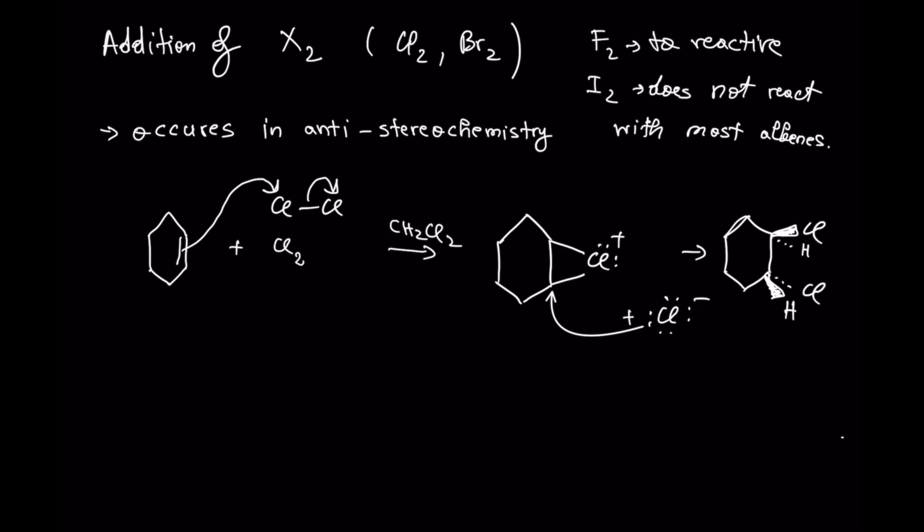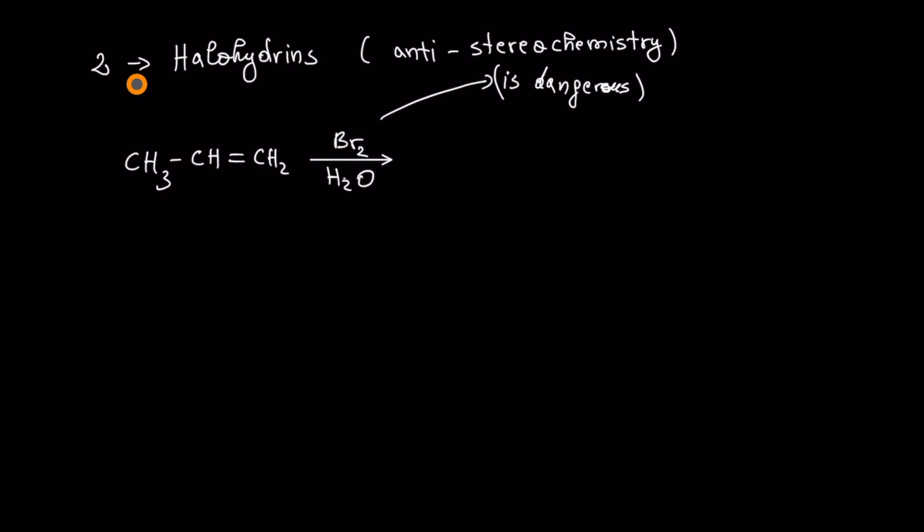So trans-1,2-dichlorocyclohexane. Formation of this chloronium ion is proved experimentally. Let's move now to halohydrin formation.